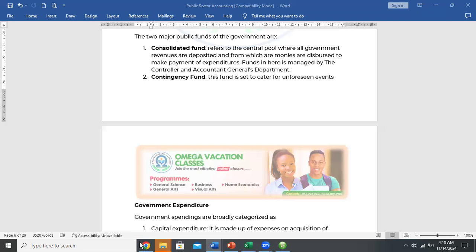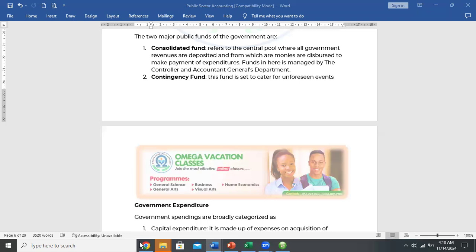The consolidated fund is the central pool where all government revenues are deposited and from which all monies are disbursed. So when we say consolidated fund, it means that all the monies the government is making, whether from ECG, from Ghana Water, from the ministry, should all be deposited in this account. And that is what is being practiced currently.